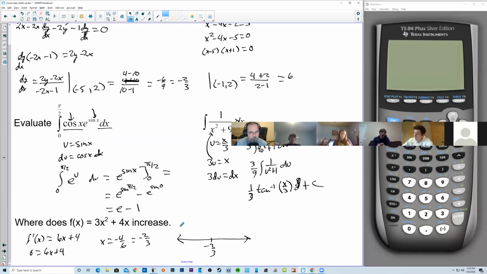If we didn't know this was a parabola, but we do, this is how we could do it. We could plug -1 in. -6 plus 4, that's negative. And then if we plug 0 in, 0 plus 4, that's positive. But of course, we knew that because we know what parabolas look like. So we're increasing from negative 2/3 to infinity.